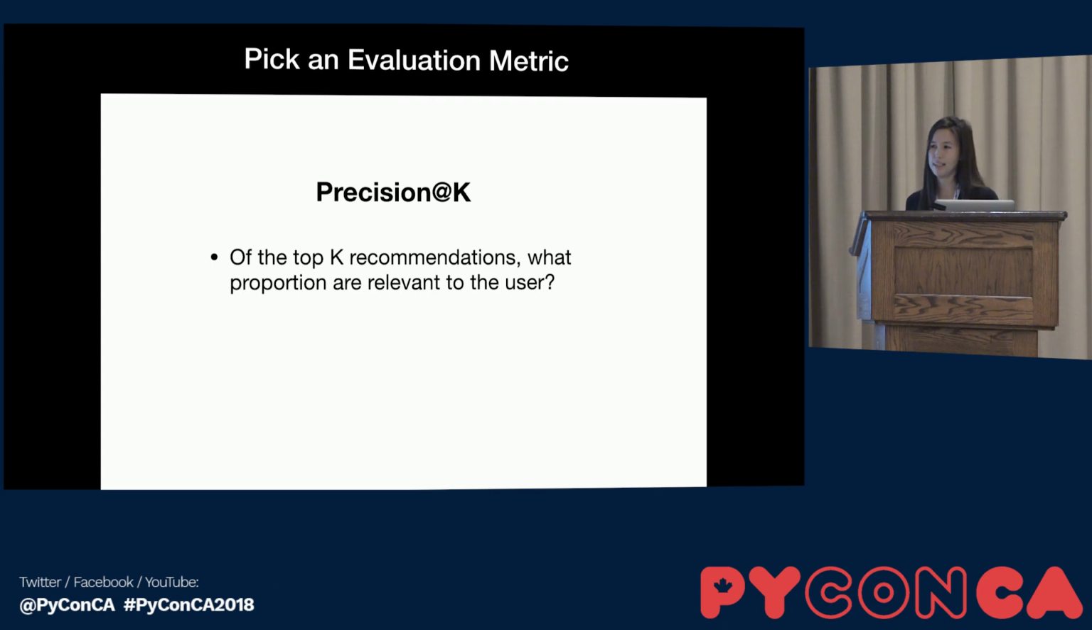Okay, so now we need to pick an evaluation metric before we start tuning our hyperparameters. So what are we trying to optimize here? A popular evaluation metric for recommenders is precision at K, which basically looks at the top K recommendations and calculates what proportion of those recommendations were actually relevant to a user. So in this particular example, we'll be focusing on the top 10 recommendations. So of the top 10 recommendations, what proportion are relevant to the user? This is what we're going to try to optimize.